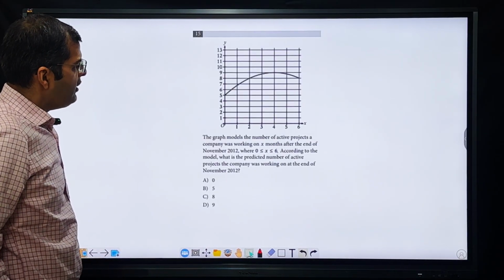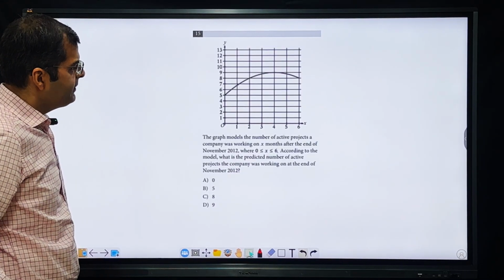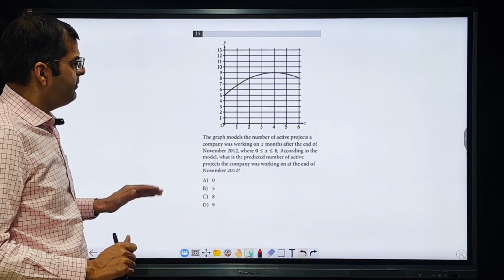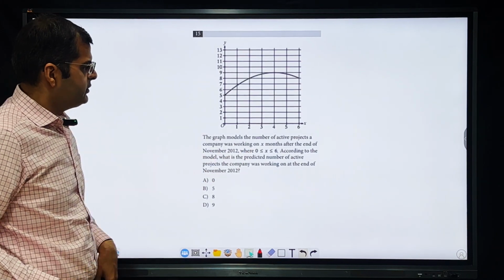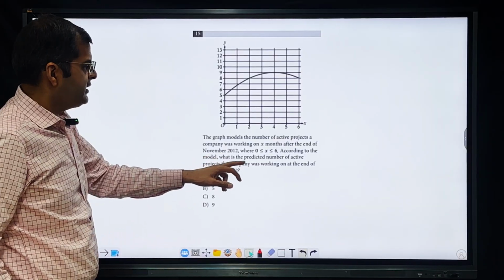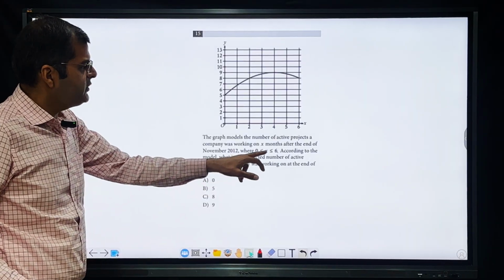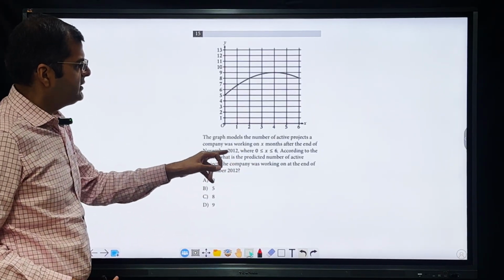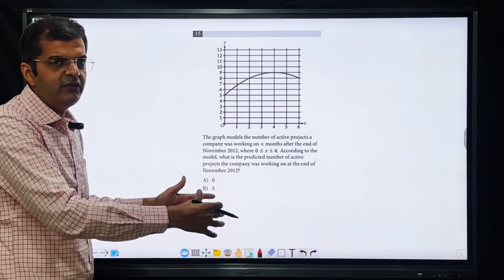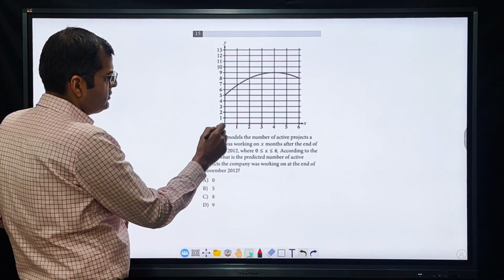Now this question says the graph models the number of active projects a company was working on X months after end of November 2012, where X lies between 0 to 6, 0 included. According to the model, what is the predicted number of active projects the company was working on at the end of November 2012? So at the end of November 2012, X is 0 here, okay, because it says X months after end of November 2012. So at the end of November 2012, how many months you are after November 2012? 0 months after. So X is 0.